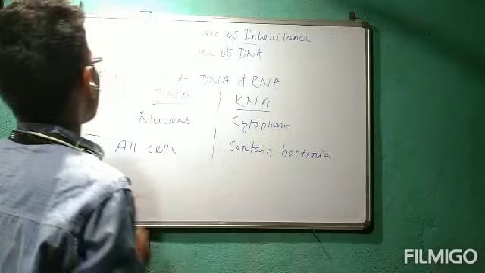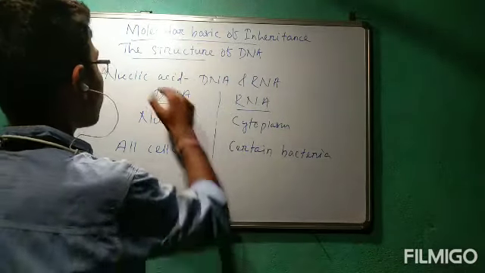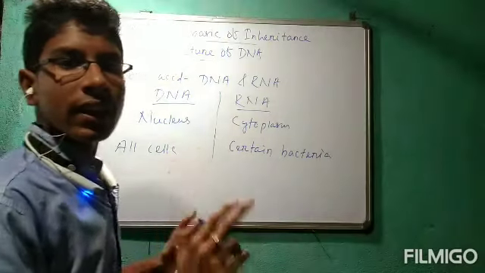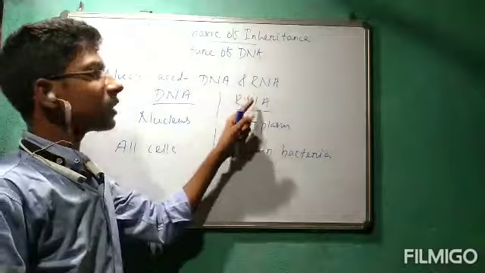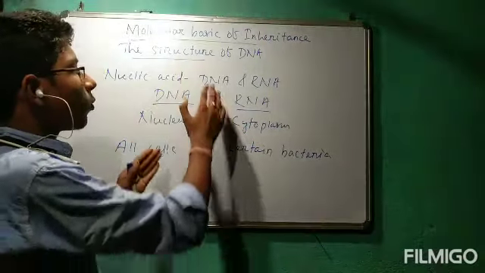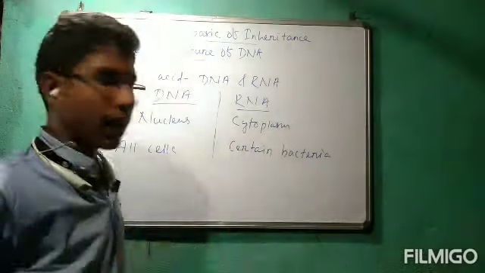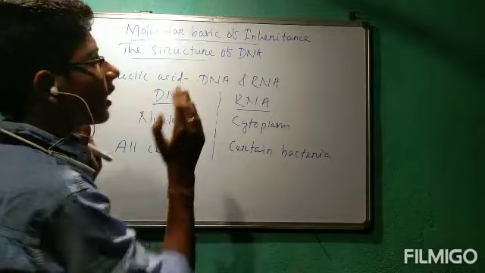DNA is extracted from nucleic acid. That means nucleic acid is of two types: one is DNA and another is RNA. This nucleic acid is divisible into two parts, DNA and RNA. In the introduction part, we compare DNA and RNA.